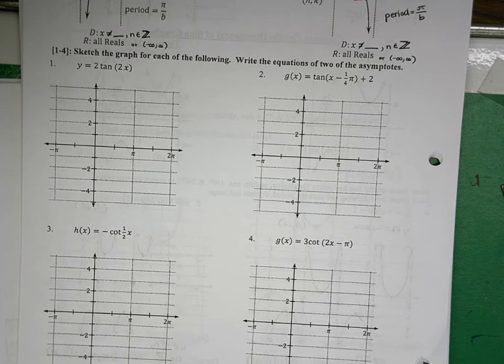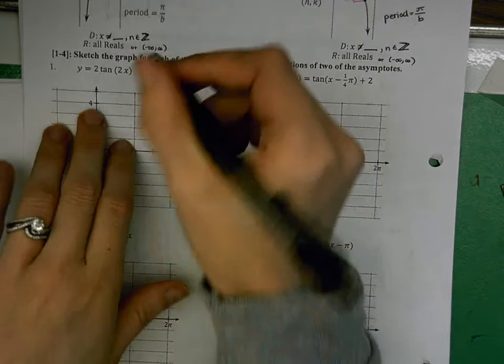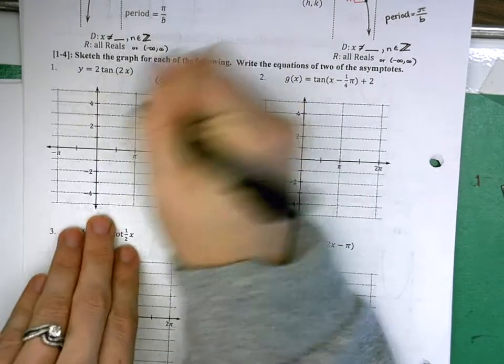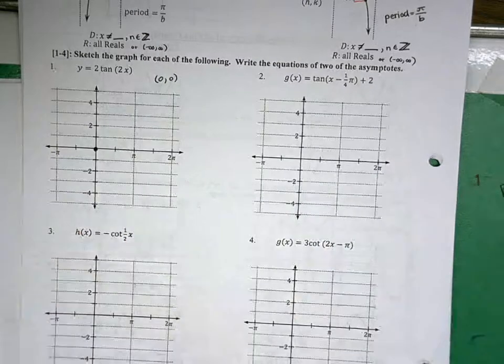Okay, so first one, tangent. We have y equals 2 tangent of 2x. Getting it in descriptive form, we have nothing to add or subtract over and nothing to factor out, so we're good to go. My HK then is going to be 0, 0, and that's going to be my starting point.